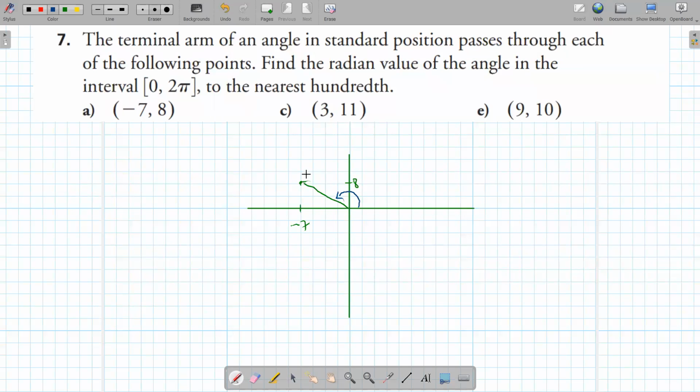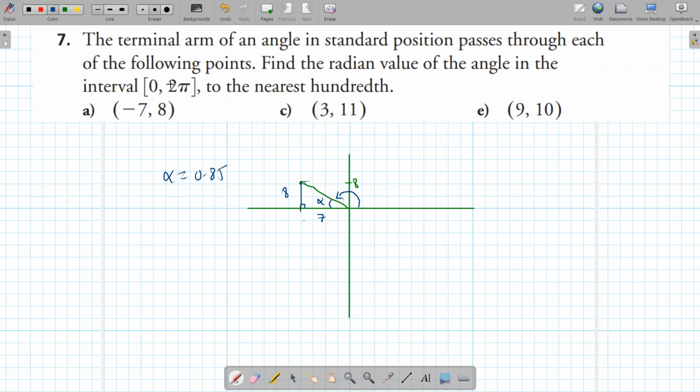Now what you need to do is turn this into a right angle triangle, like that. The height of this triangle is 8 units, right? And the length of this triangle, or the base, is 7 units. And now we're going to find alpha, a related acute angle. How do we find alpha? Tangent? Yeah, tan inverse of 8 over 7. That gives us 0.85. So alpha is 0.85.